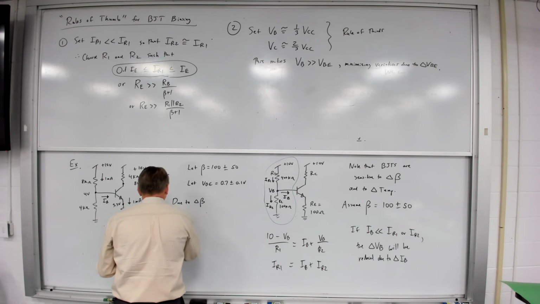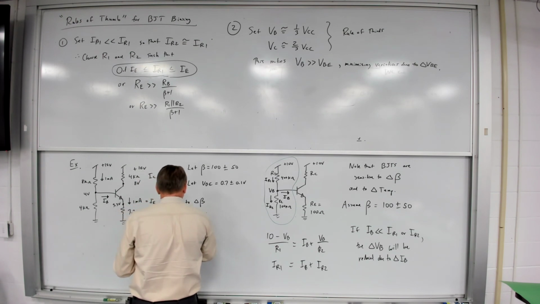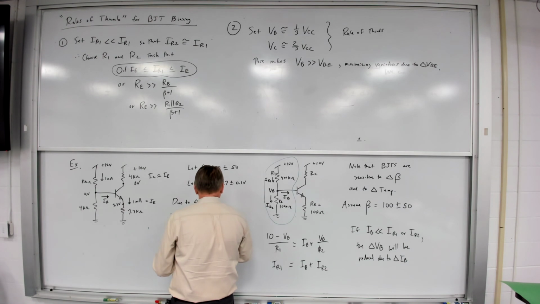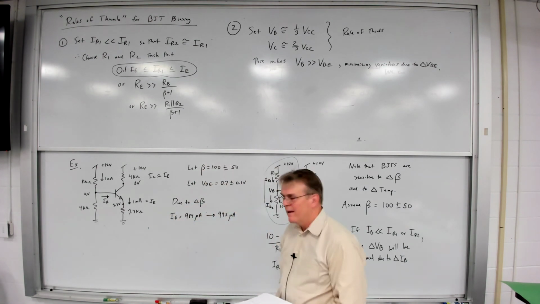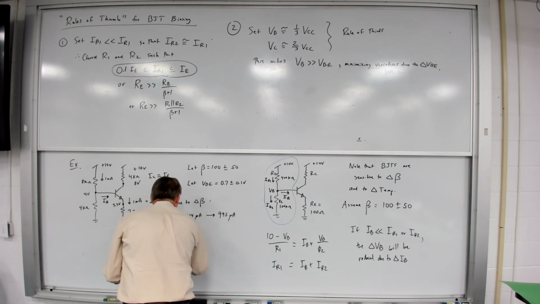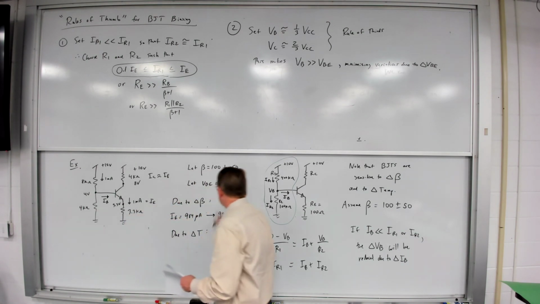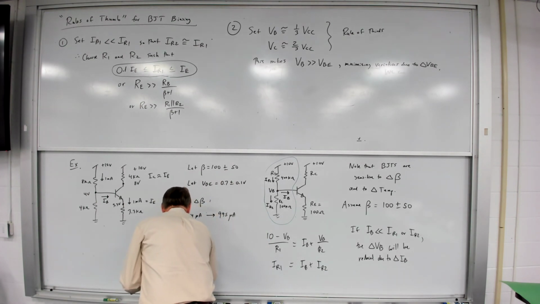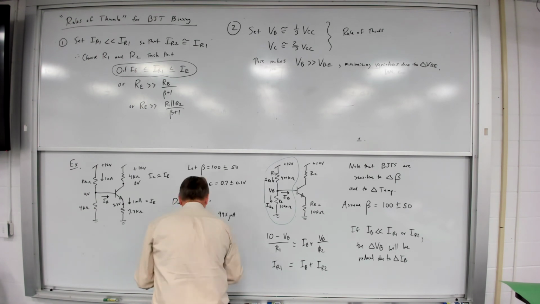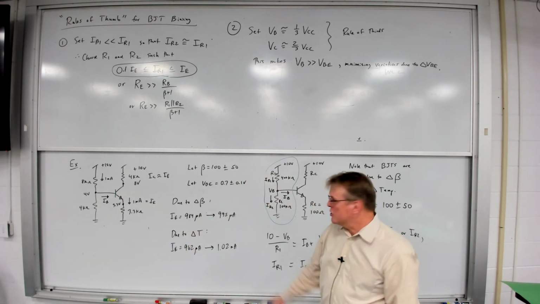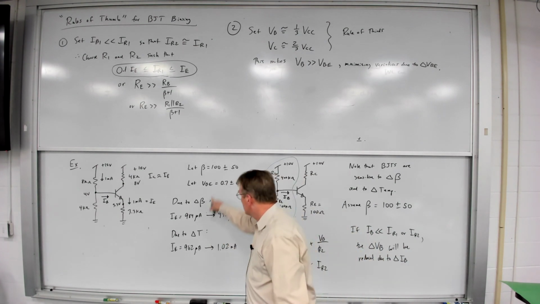Due to delta beta, IE would be equal to 984 microamps up to a maximum value of 995 microamps. If I were to do the change in temperature, which changes VBE, then what I would get is that IE would range from 962 microamps to 1.02 milliamps. So that's now my bias variation over changes in beta and changes in temperature, which in turn change VBE.